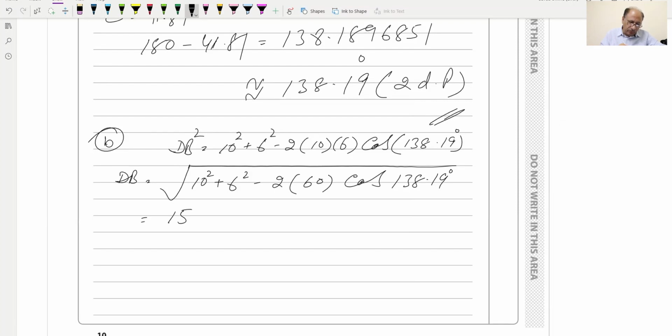15.01, and this will be our answer. Up to one decimal place we can write this as 15.0. This will be our final answer for this question.